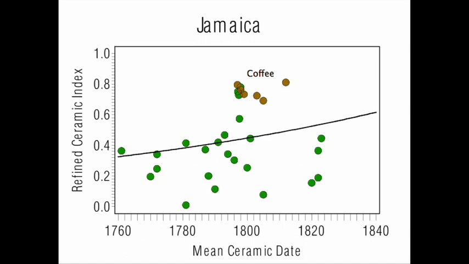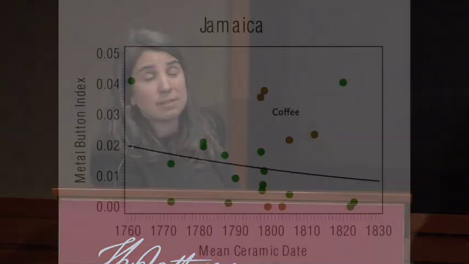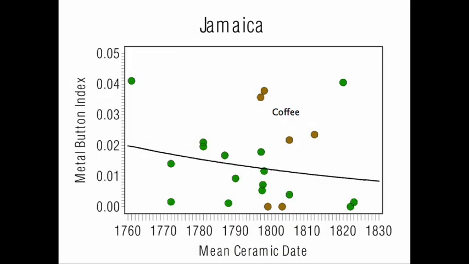So here the brown dots are coffee plantations, and this is a statistically significant result: enslaved individuals on coffee plantations were more likely to be able to discard much higher quantities of costly ceramics and metal buttons than enslaved individuals living on sugar plantations, which were a gang labor-based system, versus the coffee, which was more similar to a wheat task-based system.